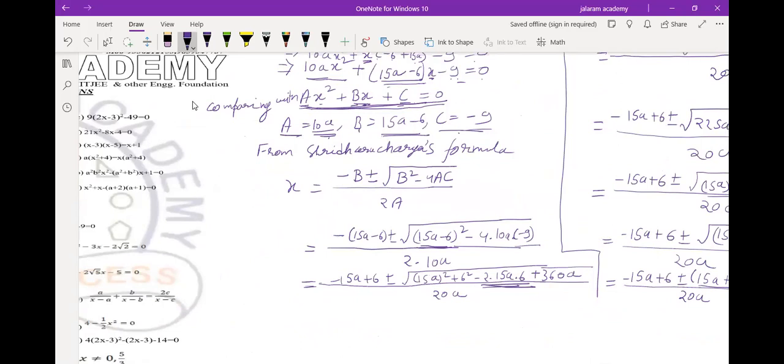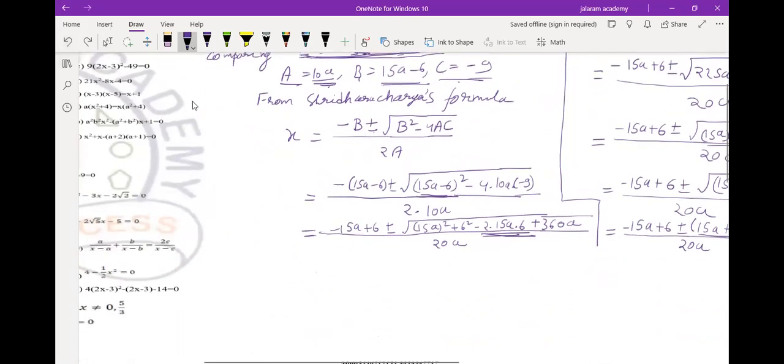And from Sridharacharya formula, we will change the small letters to capital letters in the formula also. So x equals to minus b plus minus under root of b square minus 4ac over 2a. Okay. So it is equal to minus, and value of b is 15a minus 6 plus minus under root 15a minus 6 whole square minus 4 into a, value of a is 10a into c, which is minus 9. Okay, understood everyone?